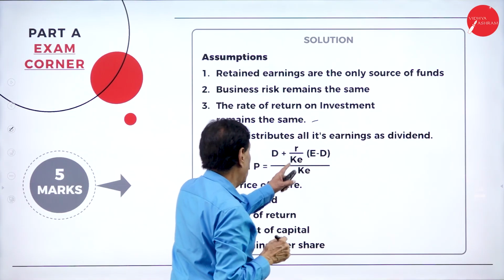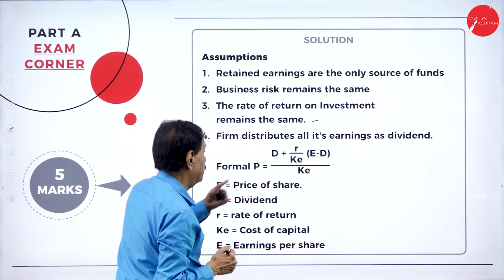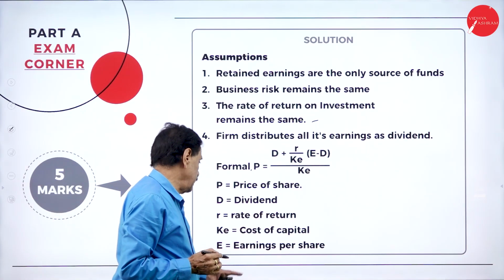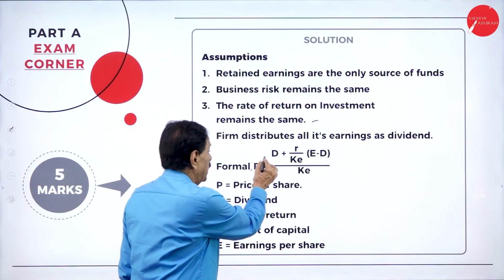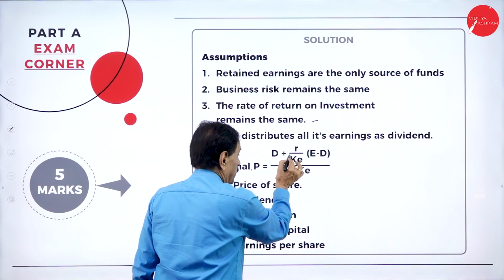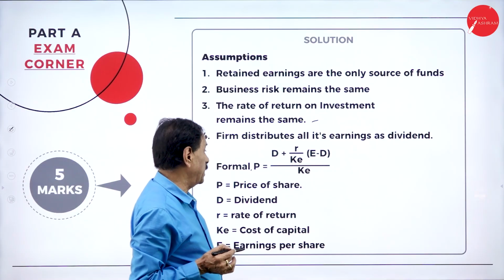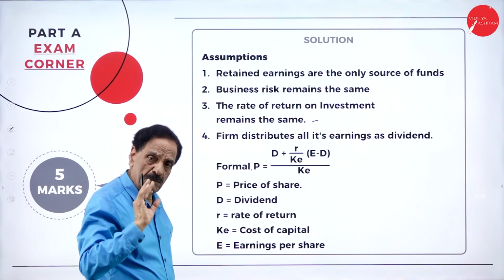Formula: P = D + (R/K)(E minus D), divided by K. P is the price of share, D is dividend, R is rate of return, K is the cost of capital, E is earnings per share. Hope you understand. These are all the questions which you are going to get as 5 marks questions.